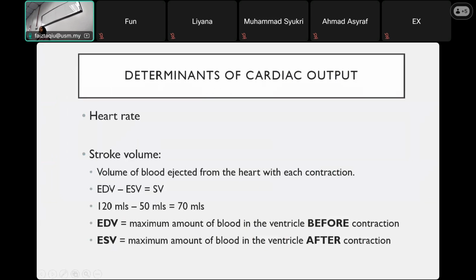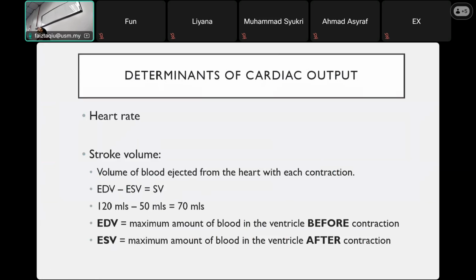So the stroke volume is the blood ejected from the heart with each contraction. And the equation of the stroke volume is end diastolic volume minus the end systolic volume. The end diastolic volume is the maximum amount of blood in the ventricle before the contraction, whereas the end systolic volume is the amount of blood remaining in the ventricle after the contraction. So this is the end diastolic volume of 120 mils minus 50 mils. So the stroke volume of a 70 kilo adult is 70 mils.